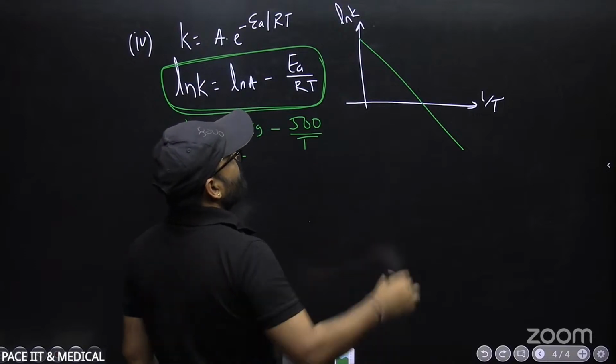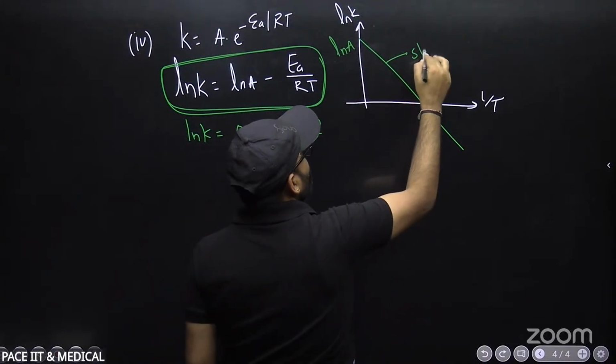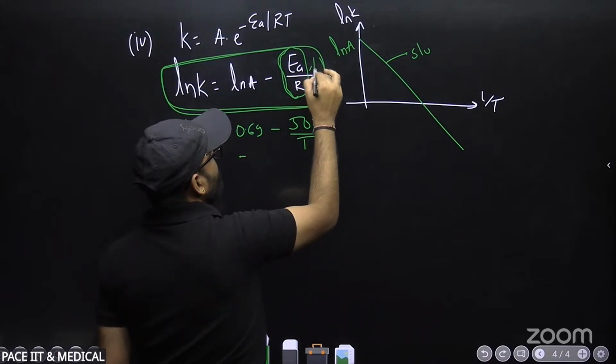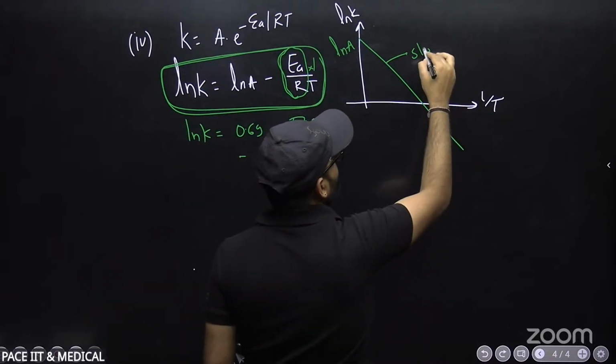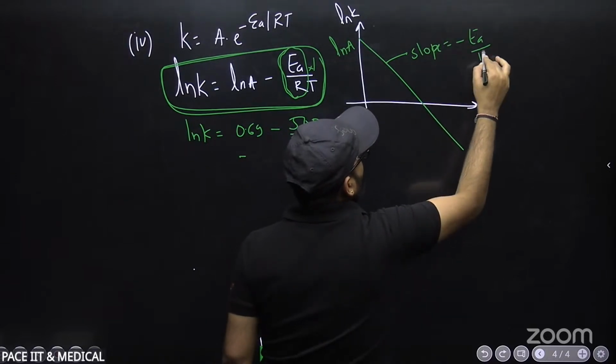This kind of graph you will get. This is ln A, and slope of this graph you can see from here. This is slope. This is 1 by T. This graph is with 1 by T. Slope is minus EA by R.